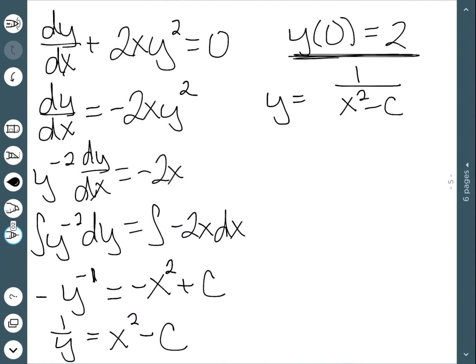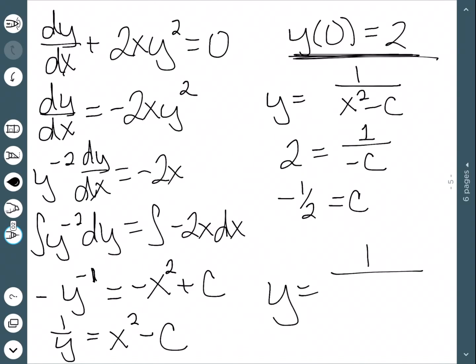And now I'm going to use my initial condition. y is 2 whenever x is 0. So I have that c is minus 1/2. So y is 1 over x squared plus 1/2.